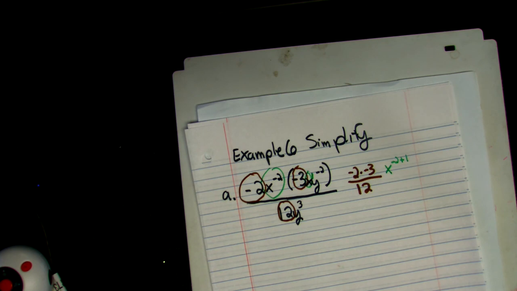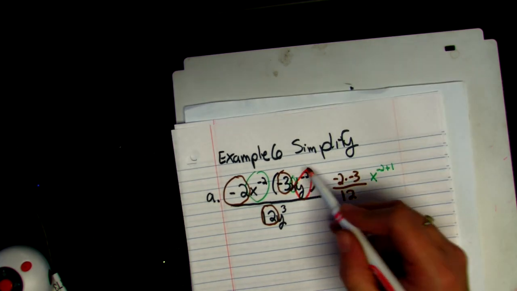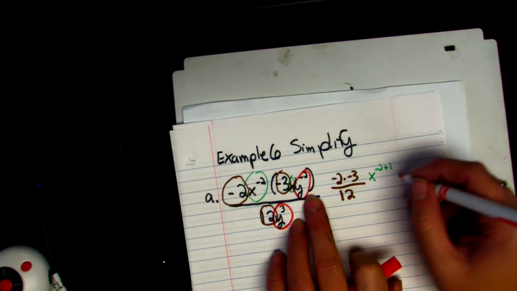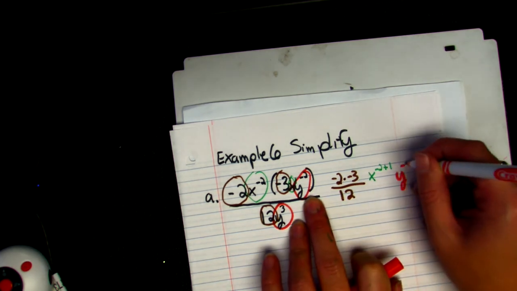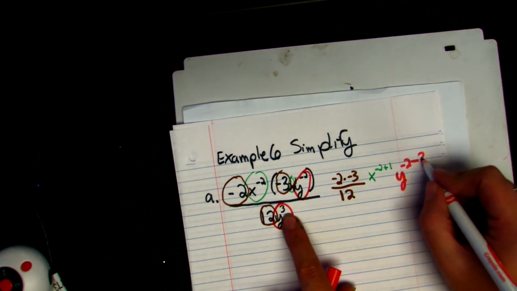All right, and then I want to go ahead and put my y's together. So I have y to the -2, and then I have y cubed, right? So since it's division, that's y to the -2. Division means subtract, and then that exponent, 3.